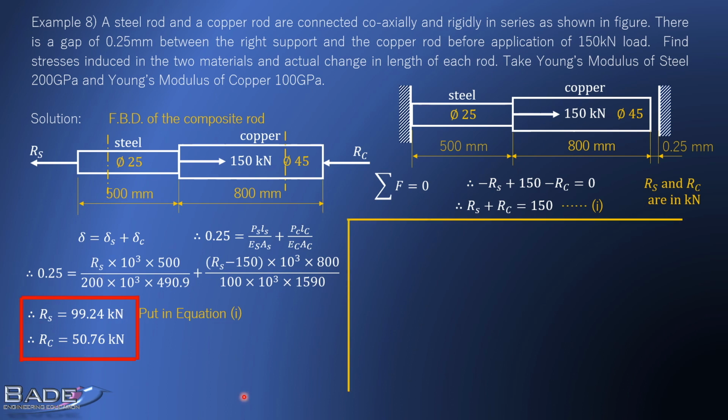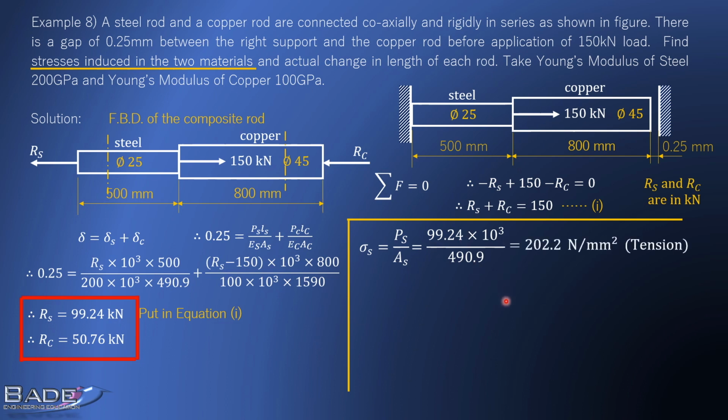So these are the reactions. Now to find stresses. Stress in steel is load on steel divided by cross-sectional area of steel. Stresses induced in the two materials. So sigma S is PS upon AS. PS, that is load on steel, that is nothing but pull RS, and RS is 99.24. Substitute the values, get the answer. So it is 202.2 Newton per millimeter squared tensile stress, because it is pull type of force.